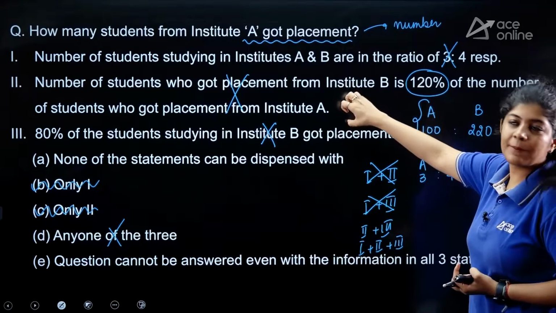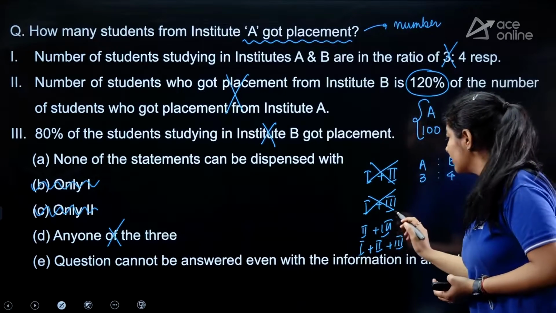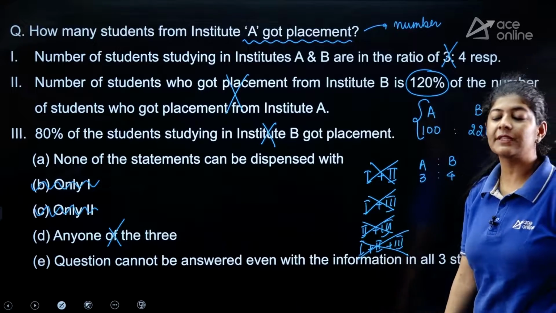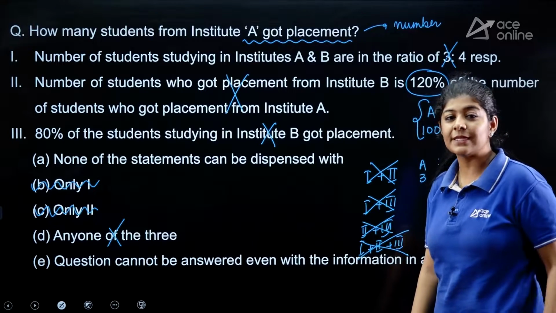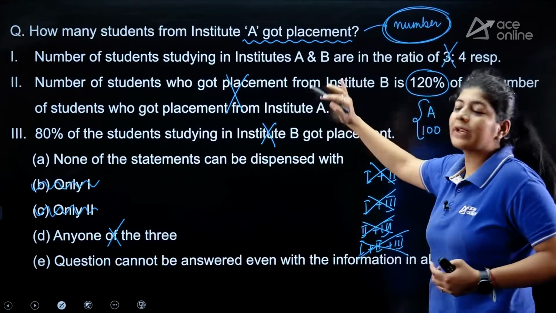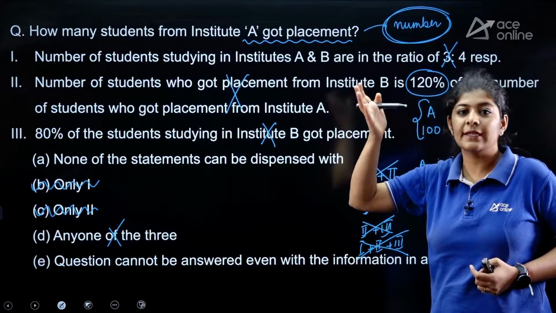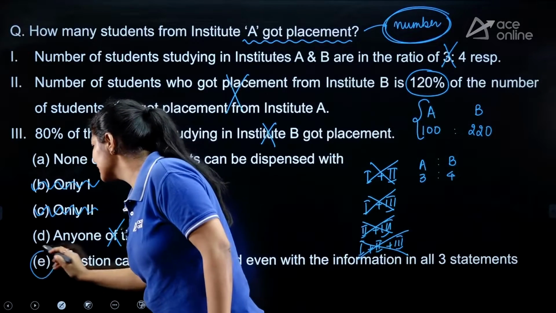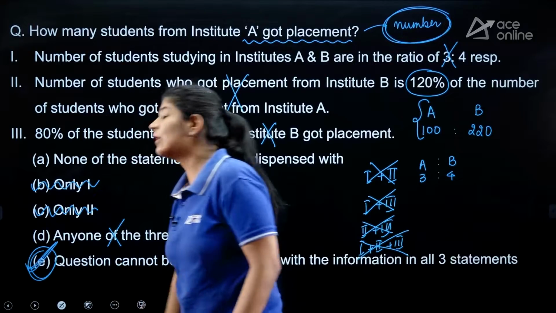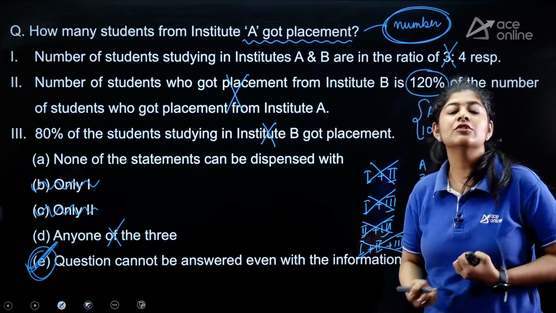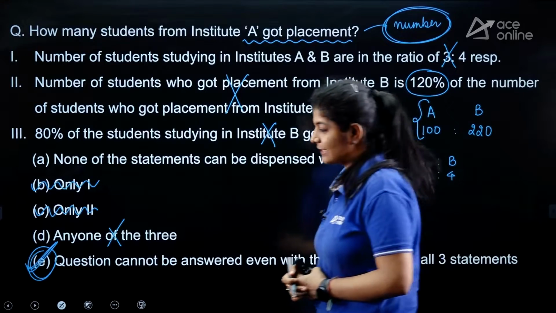If I combine them together, I know that after that also I am not able to define it. Even after combining all three together, I am still not able to define my answer, because what I actually want is the number, and here I am only dealing with ratios and percentages. Because of this, option number E is the correct one. After combining all three statements, I am still not able to get the answer, right?